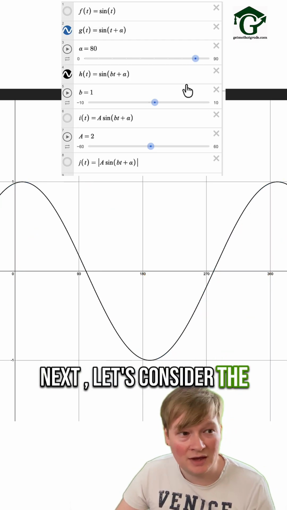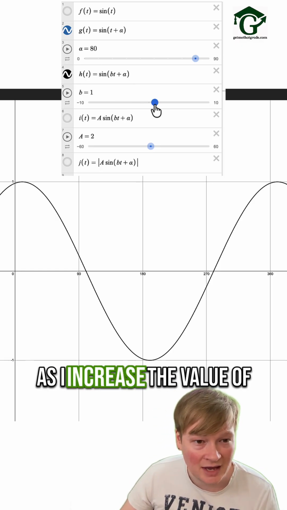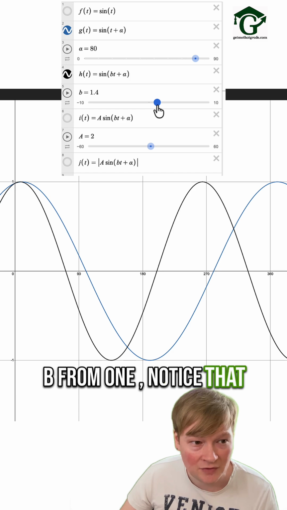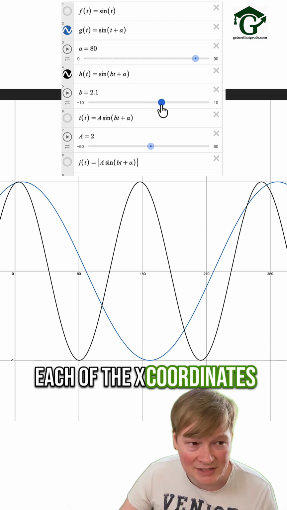Next, let's consider the function h of t, and let's consider what happens when I change the value of b here. As I increase the value of b from 1, notice that the period of the graph gets smaller. That's because I'm dividing each of the x coordinates by b.